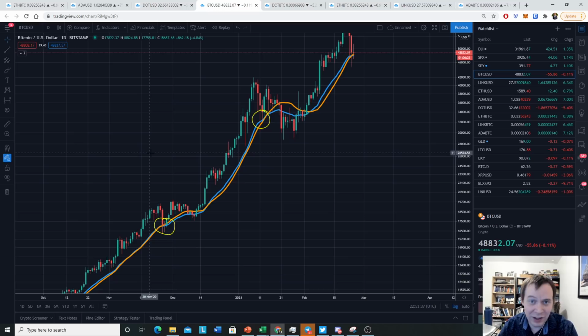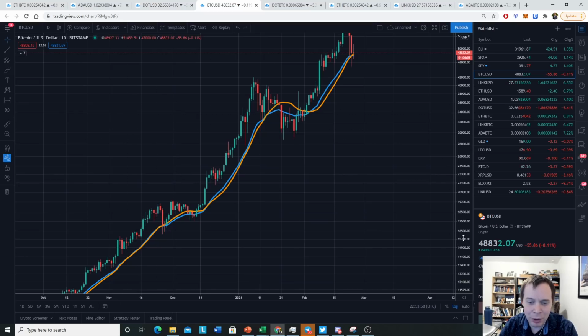Every time we have failed to hold the 20-day SMA, which happened here 10 days later, and here about 7 or 8 days later or so. So a week to a week and a half later is when we ultimately then broke through the 20-day SMA after bouncing off of it.